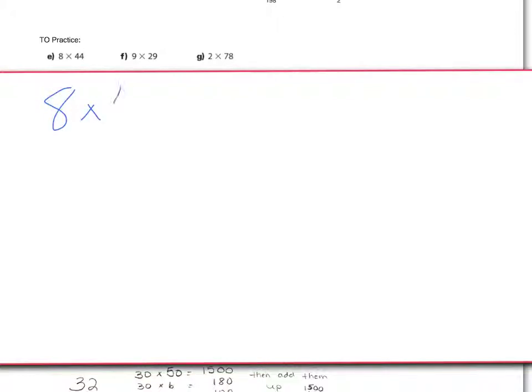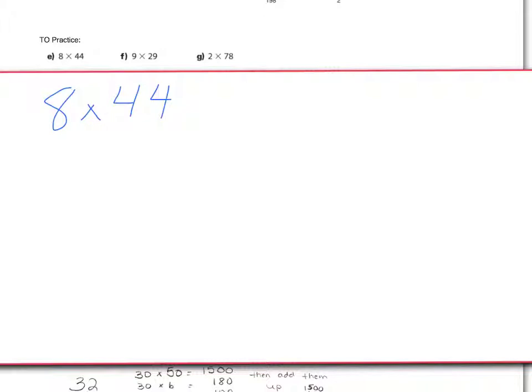So 8 times 44. Well, doubling and halving doesn't work great here because 44 doubled is 88 and 8 halved is 4. That doesn't help me.